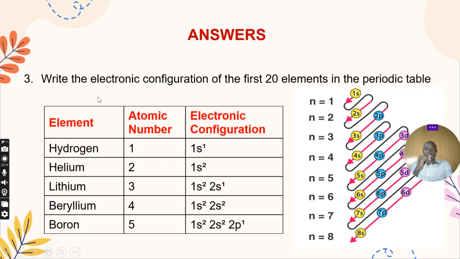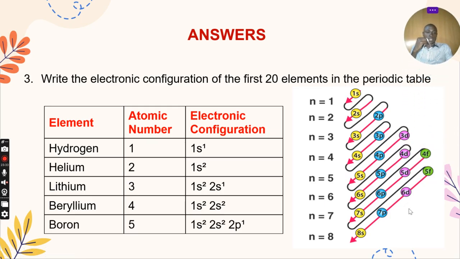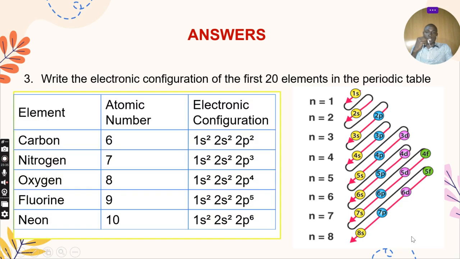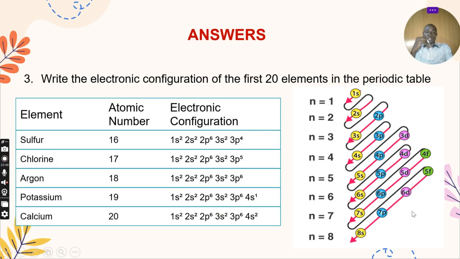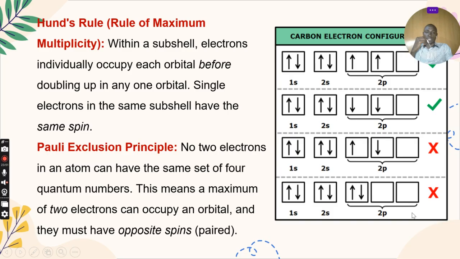Okay, fine. Write the electronic configuration of the first 20 elements in the periodic table. These are the first 20 elements and their electronic configuration. Based on what we've done, I would advise you to study them very well, so that you can gain more insight. I might not be explaining any longer because we've done the explanation already. Just go through and practice on your own, and if you have any question, you can let me know in the comment section.